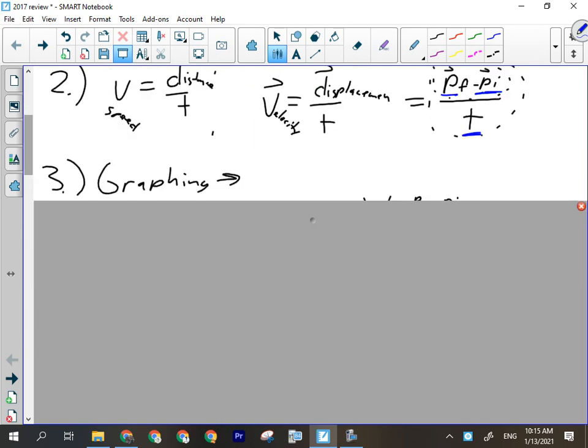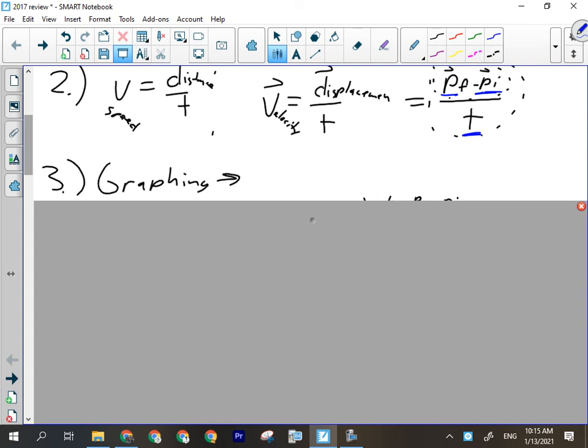Then we went into graphing. There's a fair amount of stuff on graphing. There are some graphs in the multiple choice, which would be mostly interpretation or super simple calculation. And there's also going to be a graphing question in the written response, where I give you a graph and then I ask you to perform some operations with that.